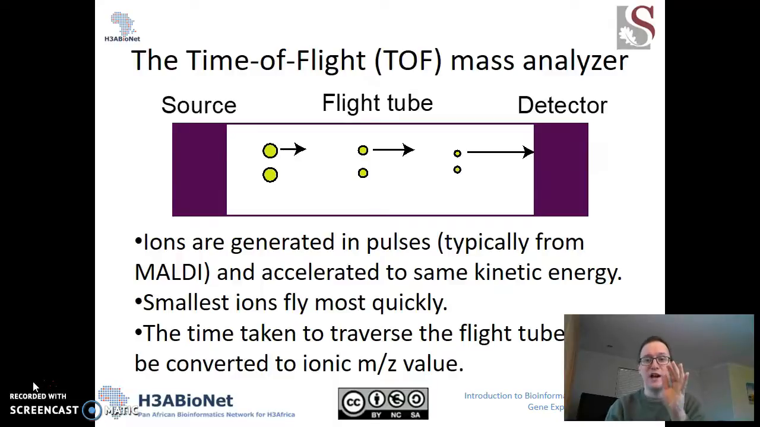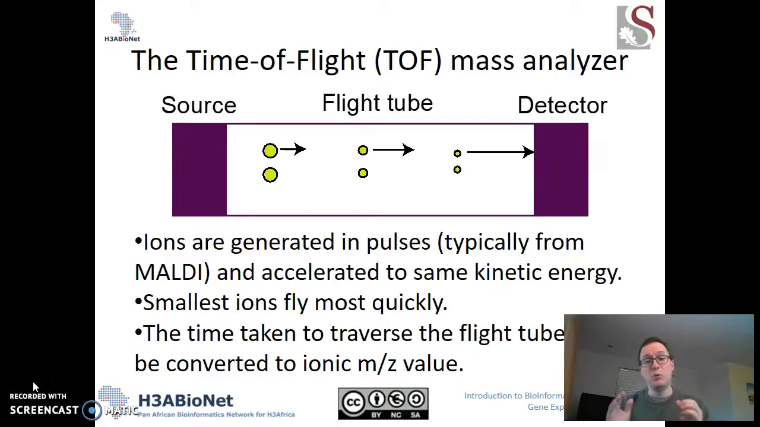This plume of ions now need to be separated in order of their mass-to-charge values. So we accelerate them all to the same kinetic energy. And if you remember your physics, you remember that the mass is part of this kinetic energy. So if you have accelerated a disparate collection of ions to the same kinetic energy, the small ones are zipping by, and the large ones are moving more slowly, because that's how kinetic energy works.